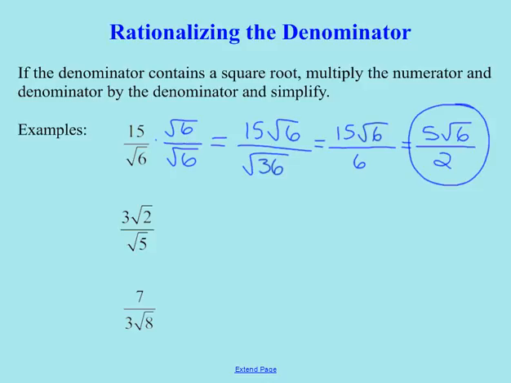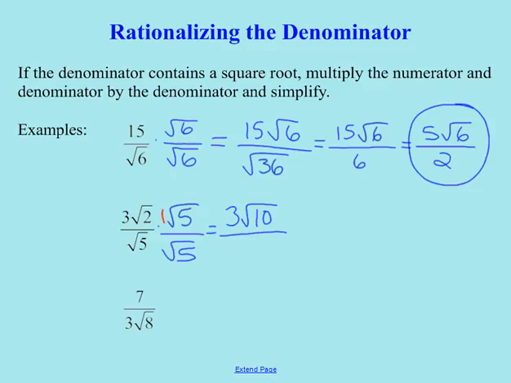Let's look at our second example. 3 square roots of 2 over the square root of 5. Since there is a square root in the denominator, we are going to rationalize the denominator by multiplying the numerator and the denominator by the square root of 5. Now we're multiplying square roots in the numerator. 3 times 1, that's the coefficient there, is 3. And the square root of 2 times the square root of 5 is the square root of 10.